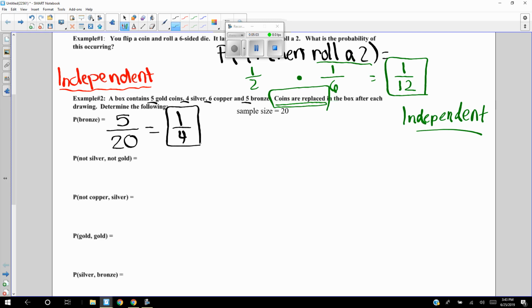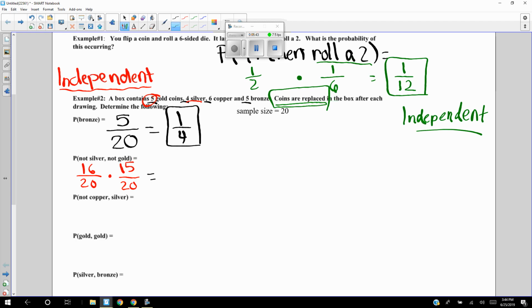The next problem, we want to know what's the probability of pulling something that's not silver. So there are 4 coins that are silver, which means there are 16 out of 20 that are not silver. And remember, if we pull that first coin out, we're putting it right back in. So the bottom number of the second fraction stays 20. The probability of something being not gold, well, there's 5 gold coins, so that means there's 15 that are not gold.